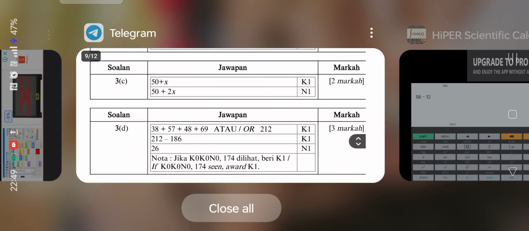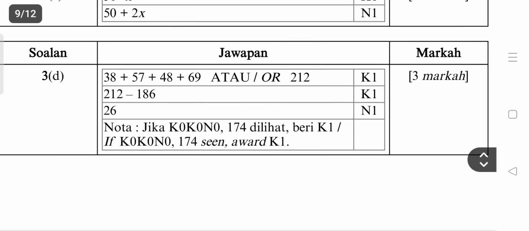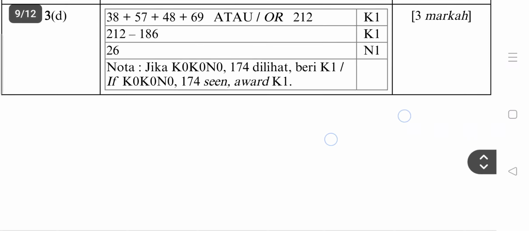Okay, let's look at the answer and the marking scheme. When you add everything and subtract from 186, whenever I can see that, I can give you K2, K1, K1. And for the last answer, when I see 26, I give you N1.